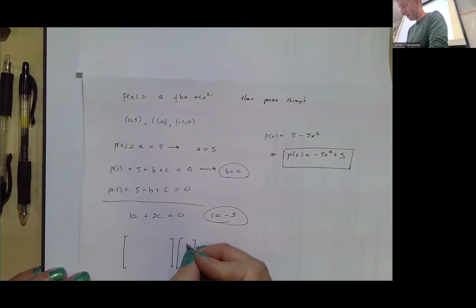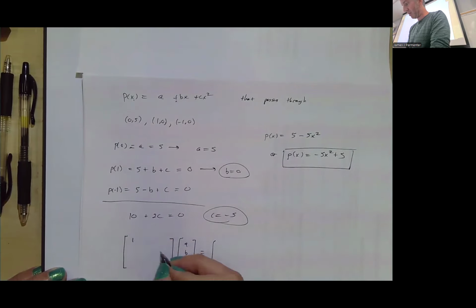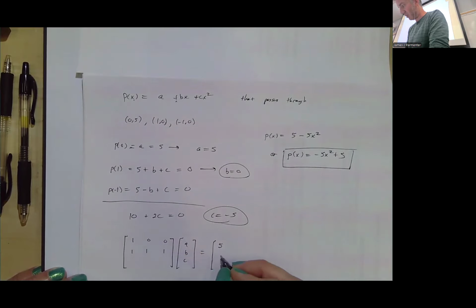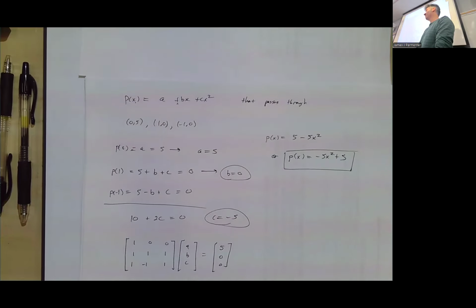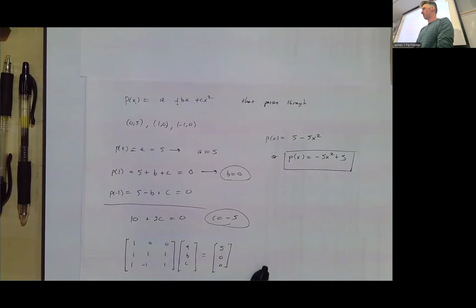If we're looking for A, B, and C here, then we know that 1 times A plus 0 times B plus 0 times C equals 5. We know that 1 times A plus 1 times B plus 1 times C equals 0. And 1 times A minus 1 times B plus 1 times C equals 0 as well. That might have been what they were trying to get out of us as far as how you went about solving it. It's not the right way to solve it though. This is much more work than you would need to do.